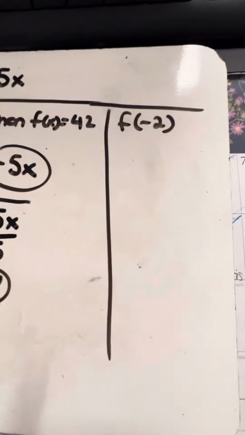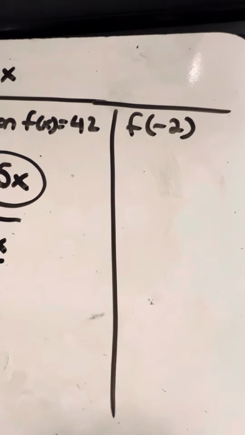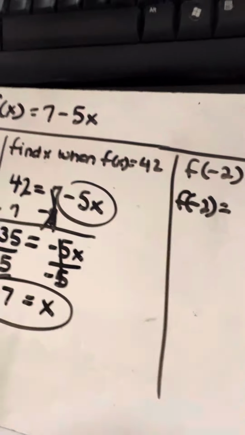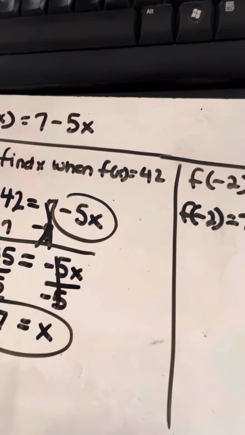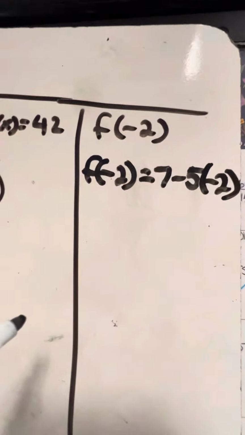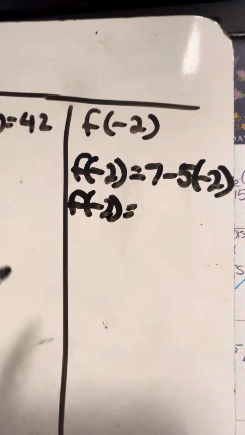And then my last question is asking me to replace the x with a negative 2. So what I would start off with is f of negative 2 is equal to this equation right up here. So 7 minus 5, and then we're just going to replace the x here with a negative 2. And then we're just going to go ahead and solve out like we normally would. Just simple order of operations.